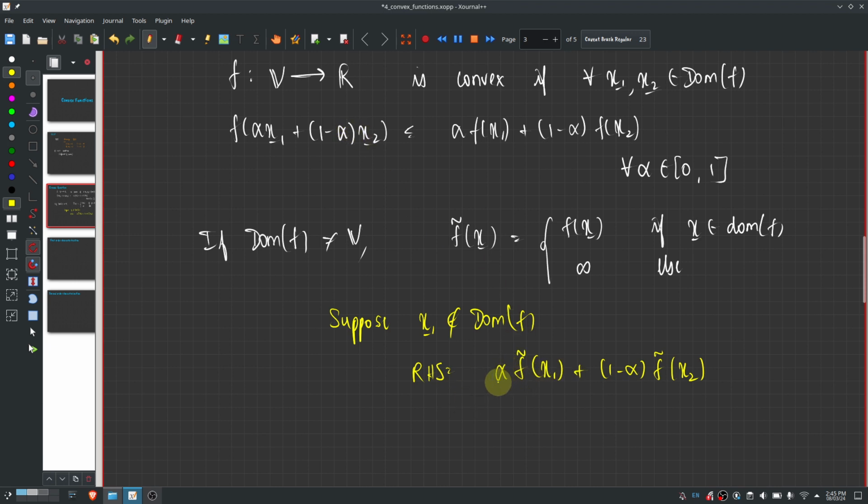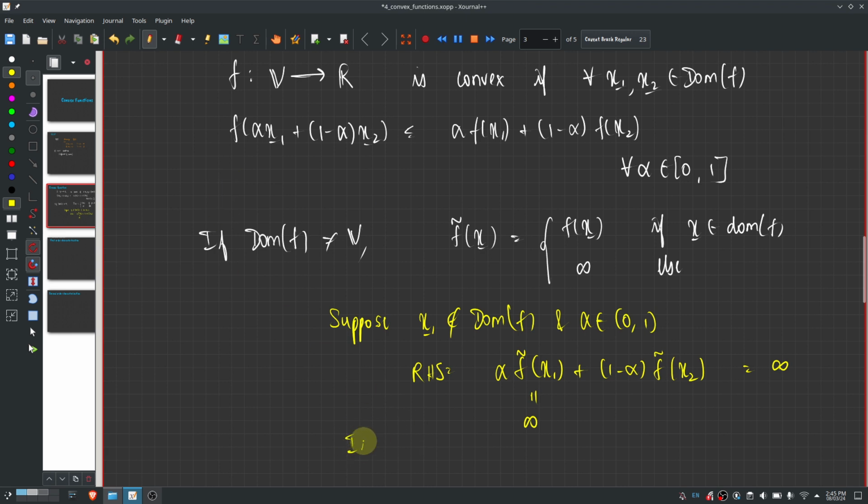But when alpha is strictly between 0 and 1, the right hand side would be alpha times f tilde of x1 plus 1 minus alpha times f tilde of x2. x1 is not in the domain of f, so f tilde is equal to plus infinity by our definition of f tilde. Correct. So the right hand side is simply equal to infinity. So no matter what the left hand side is, it's always less than or equal to infinity anyhow. Right. So this condition is automatically satisfied for f tilde.